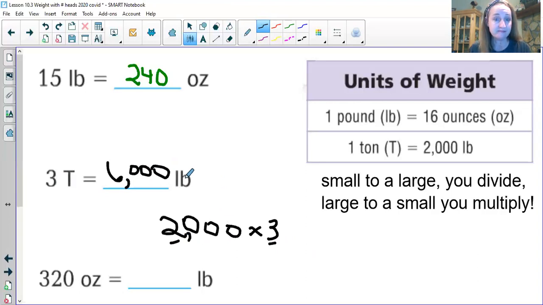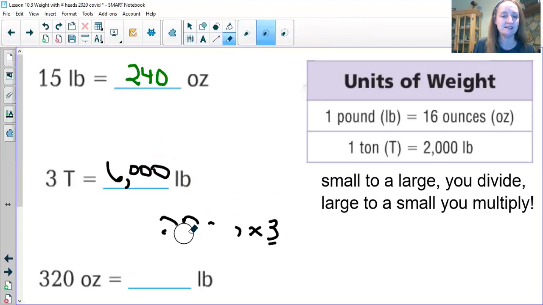That's a lot of pounds. That's about how much I'm going to feel when we're done with this quarantine, because I've been eating a lot since I've been home. All right, let's go ahead and erase this.